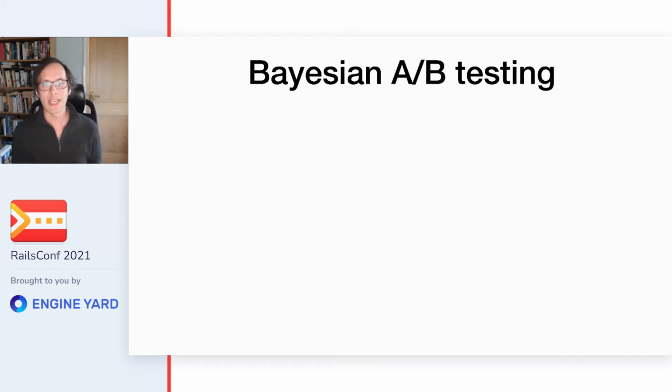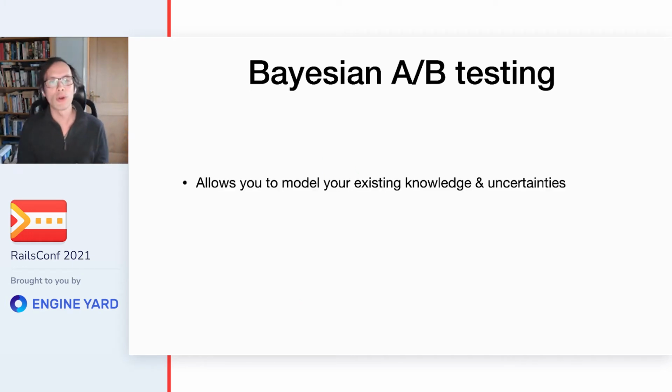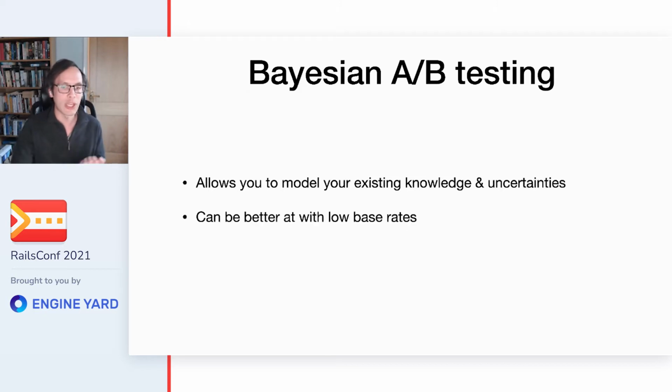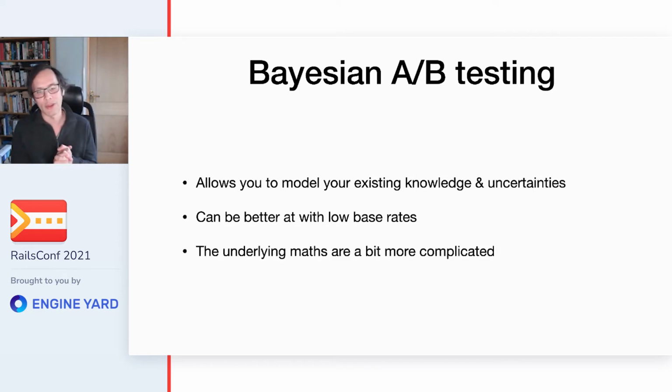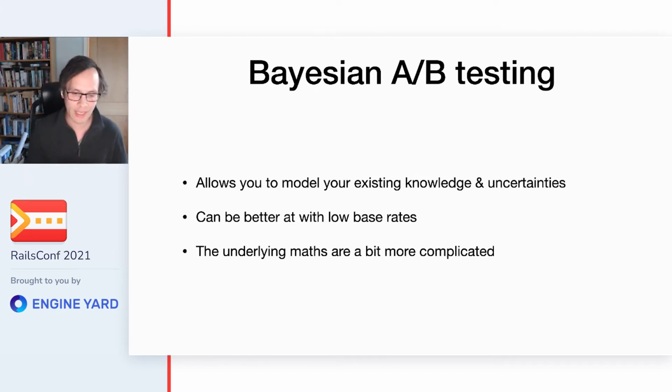What the Bayesian A/B test allows you to do is model your existing knowledge and uncertainties a bit better. You're not starting from zero knowledge. This means it can be better with lower base rates, so when your starting conversion rate is pretty slim. The underlying maths are a bit more complicated though, but the view of the world it gives is sometimes a bit simpler to think about than classical A/B testing. Everything else that follows in this talk applies nearly equally to both classical and Bayesian A/B testing.